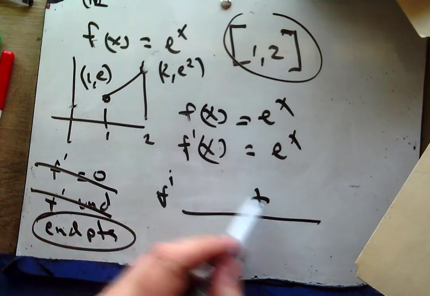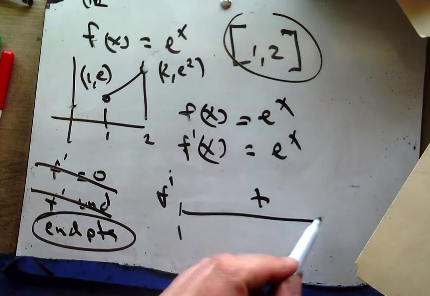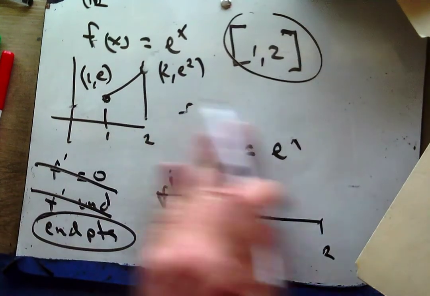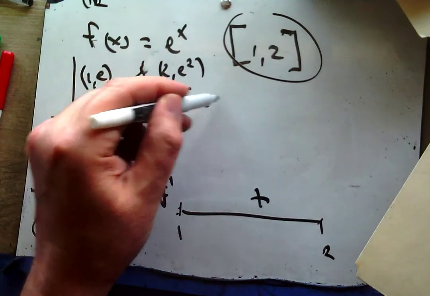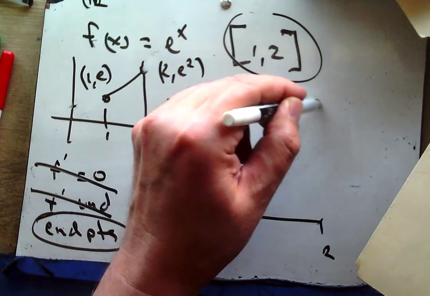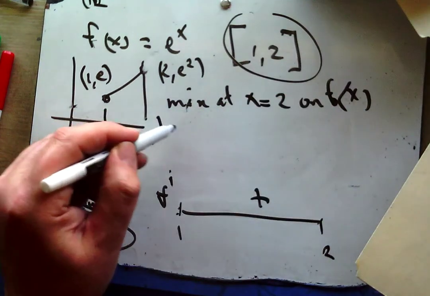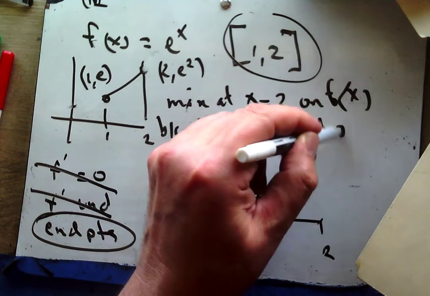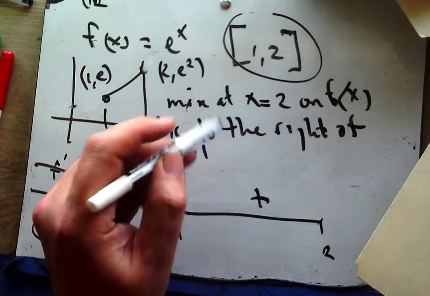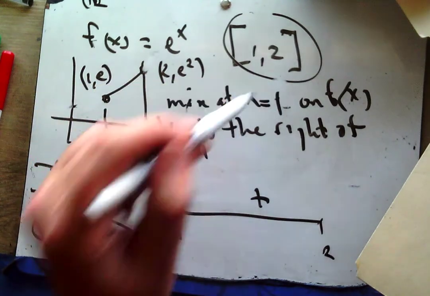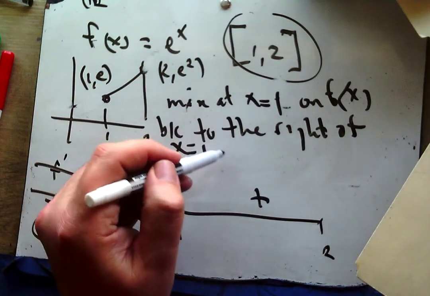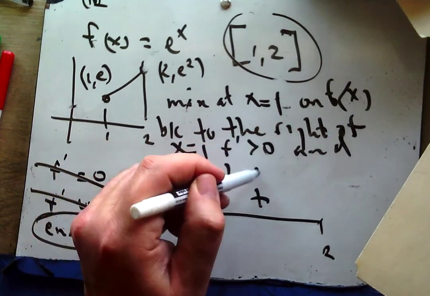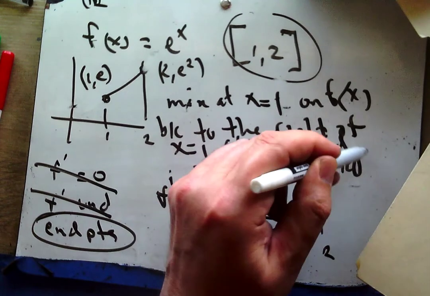And here with my f prime, I see 1, I see 2, and I say, okay, there's a min at x equals 1 on f of x because to the right of x equals 1, f prime is greater than 0, and x equals 1 is the left endpoint.